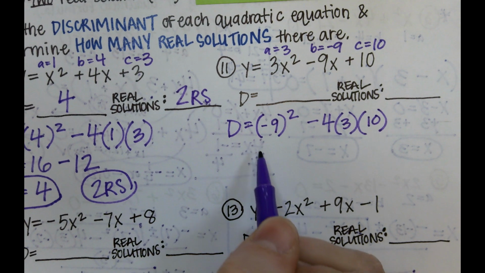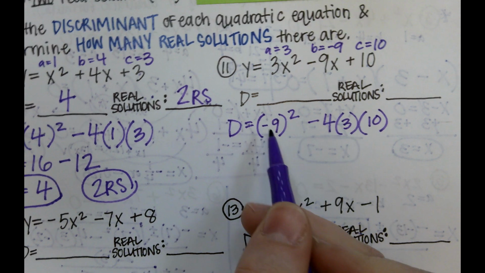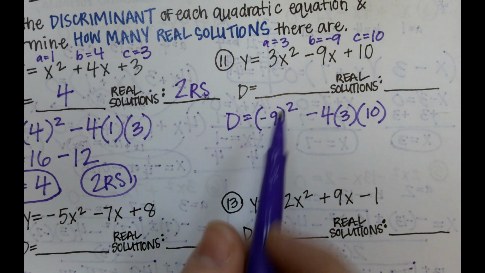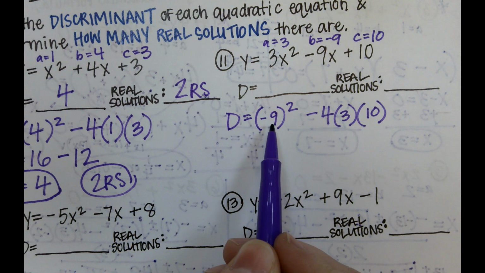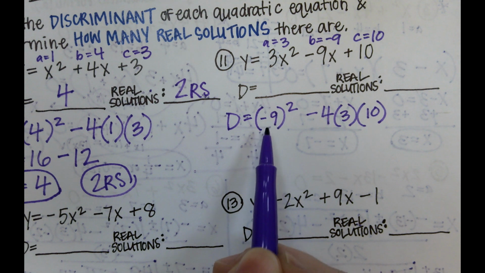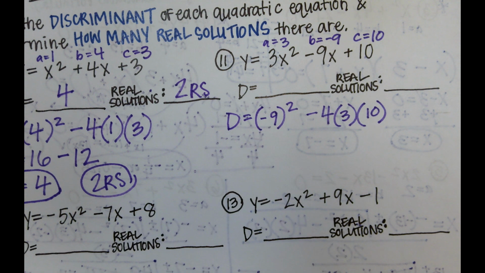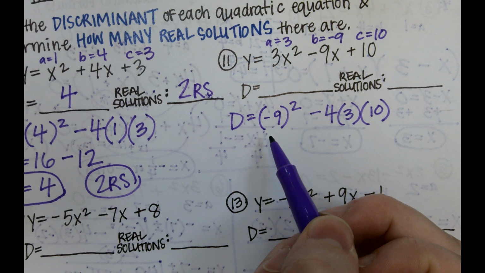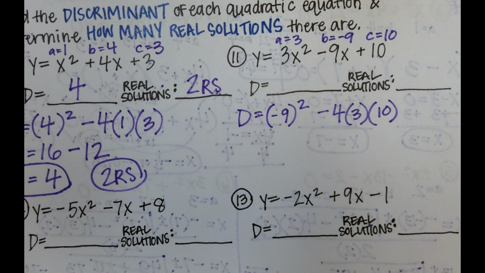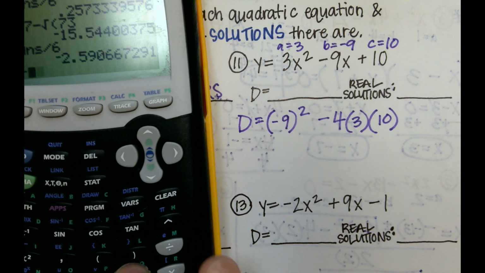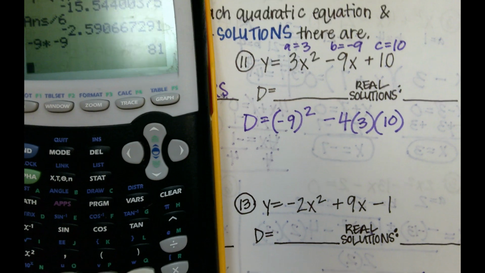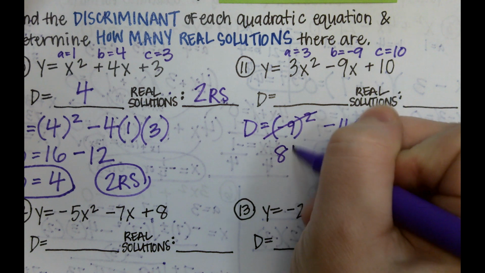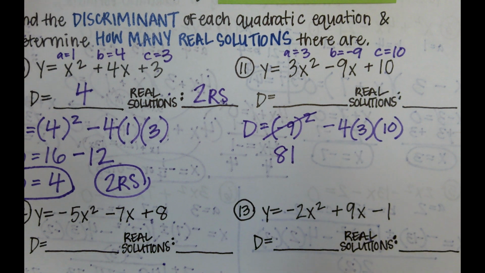Okay, so let's break down both of these parts. Negative 9 squared really means what? What am I doing to find that? Negative 9 times negative 9. So what kind of answer are we going to get, positive or negative? Positive. Anytime you square a number, it doesn't matter if it's positive or negative, you get a positive answer. So negative 9 times negative 9 is 81. Positive 81. Good. I'm going to cross that out.